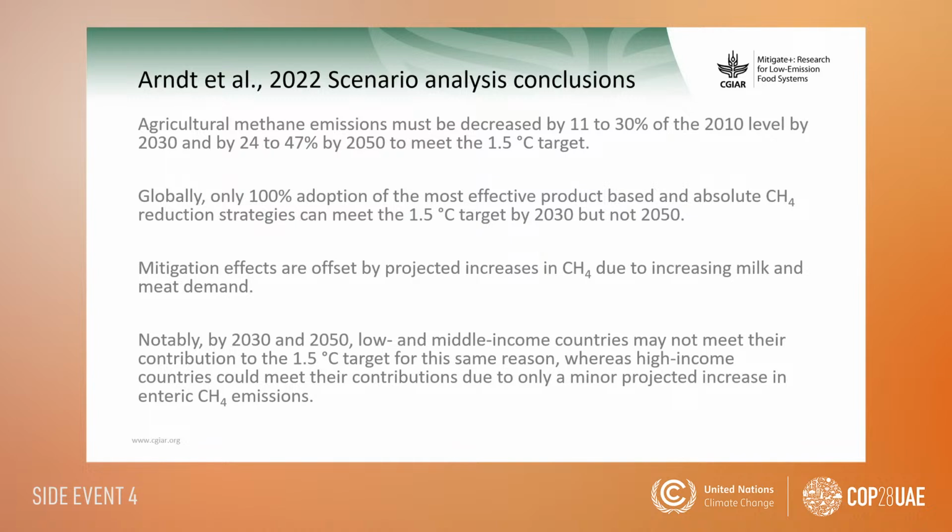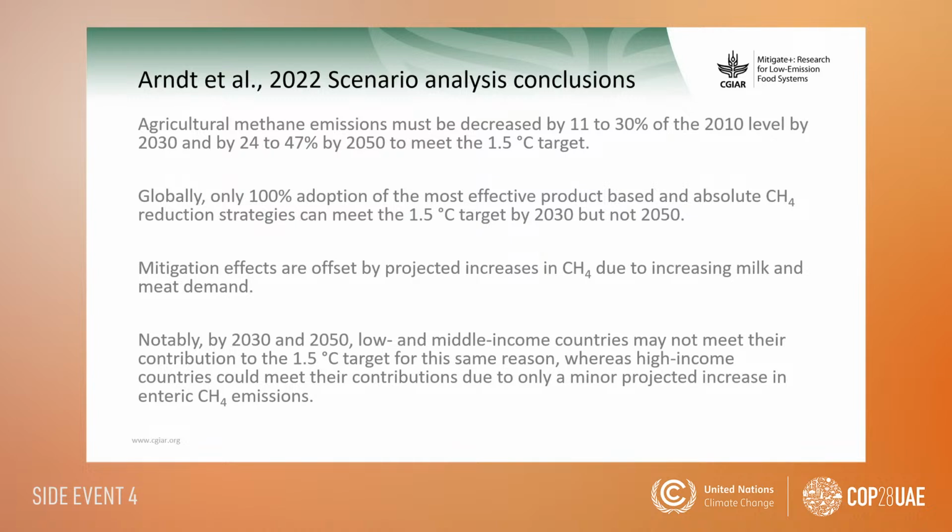And what she showed was that agricultural methane emissions need to decrease by 11–30% of 2010 levels by 2030, and by 24 to 47% by 2050 if we're going to meet the 1.5 degree C target. Okay? And I think the magnitudes of the percentages speak to the unlikely possibility of achieving this, right?